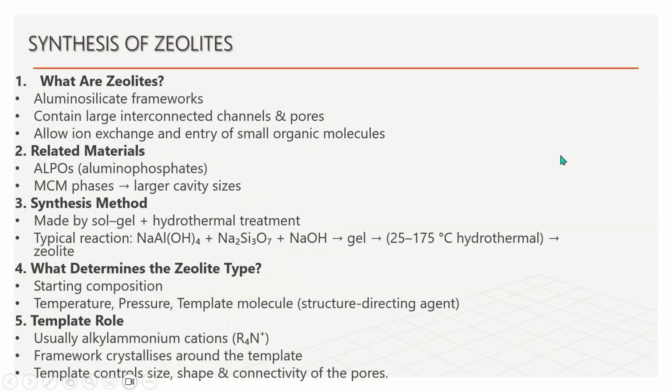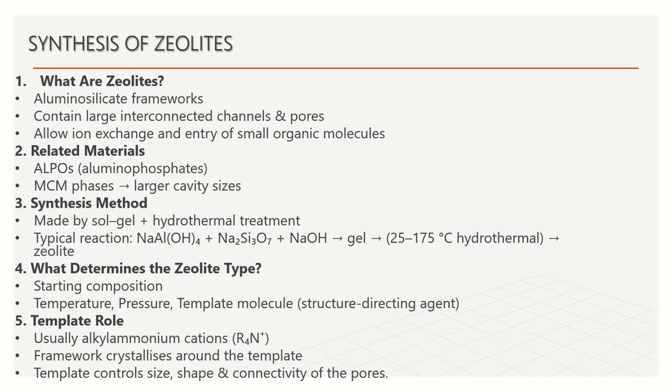Now let's discuss the zeolites, which are extremely important materials in chemistry, catalysis, and industry. Zeolites are aluminosilicate frameworks, basically a 3D network of aluminium, silicon, and oxygen atoms. The special thing about this network is that it contains large interconnected pores and channels, almost like a sponge made of crystals. Because of these channels, ions can move in and out easily, used in ion exchange, and small organic molecules can enter the pores, which is the basis for catalysis inside these channels.